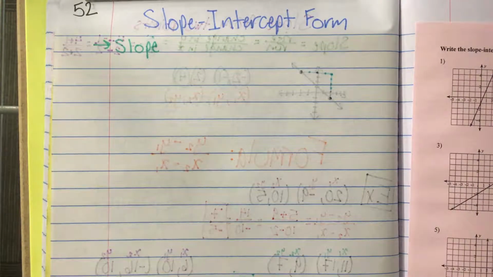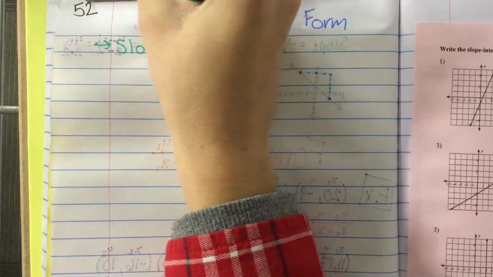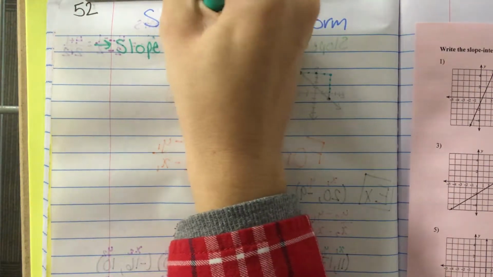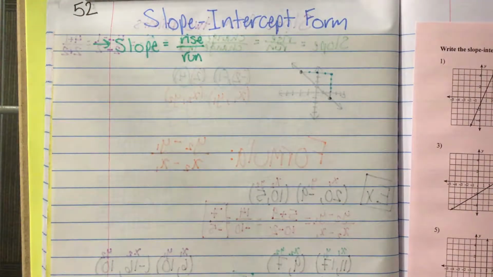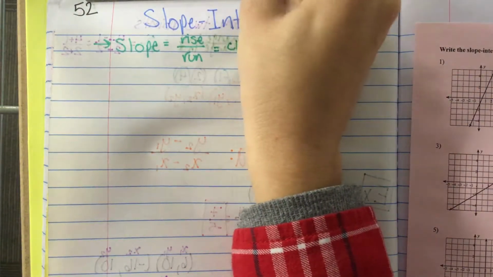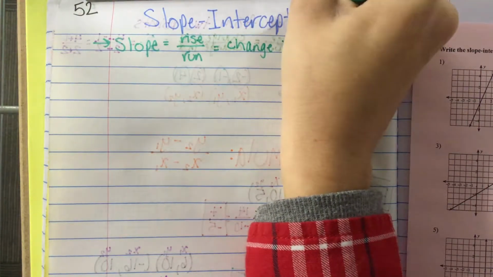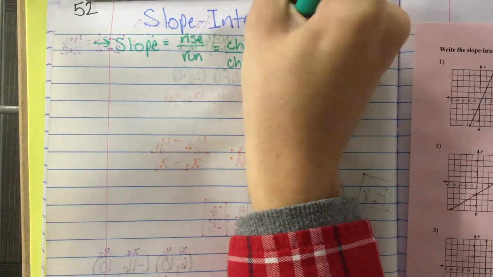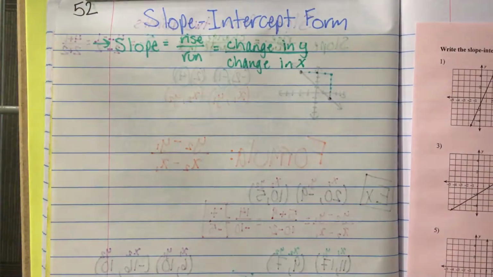Slope, like we've said before in our past notes, is rise over run. That vertical change over the horizontal change. When we're looking at a graph, we do rise over run. The change in y, the change in the y values over the change in the x values.